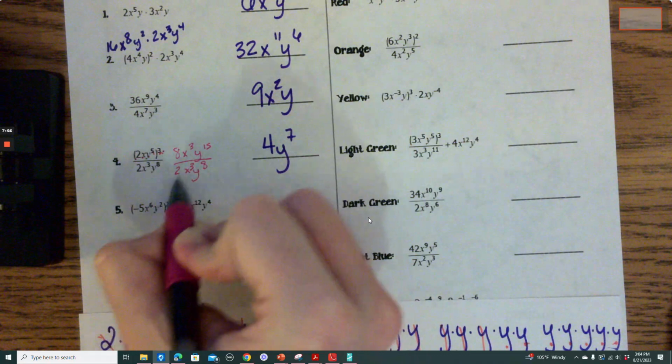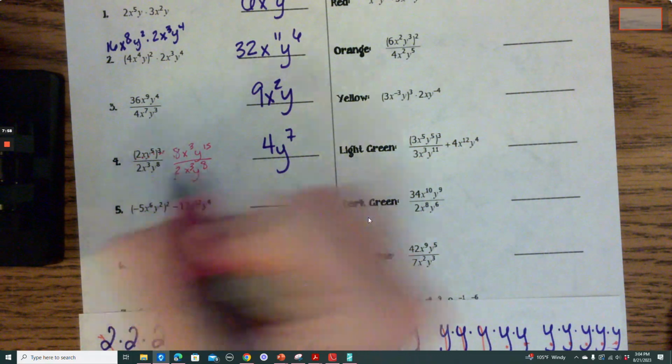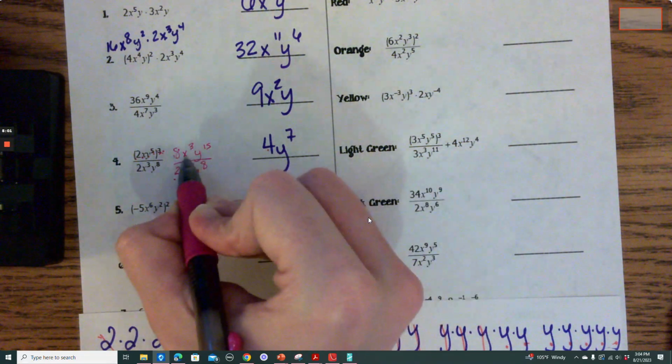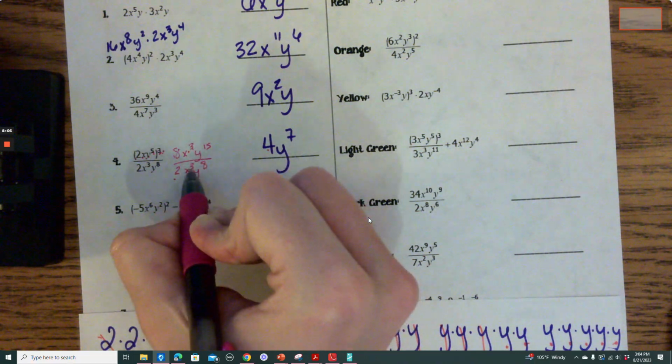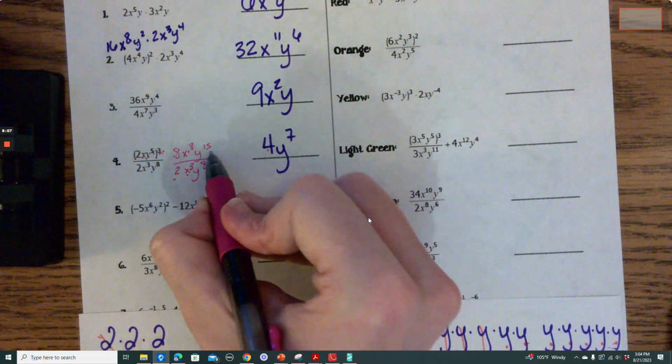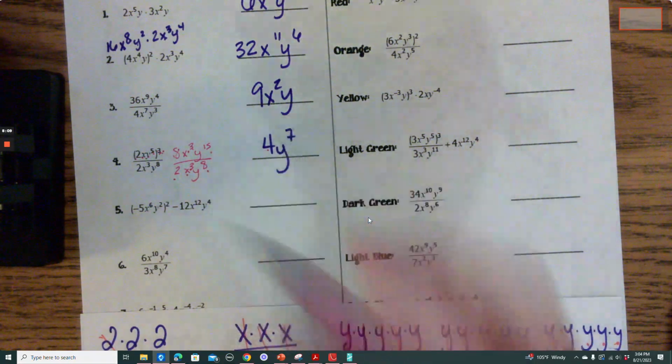The division rule says you divide the numbers. 8 divided by 2 is 4. Letters you just subtract. 3 minus 3 is a 0. That's why there's no x. 15 minus 8 is a 7.